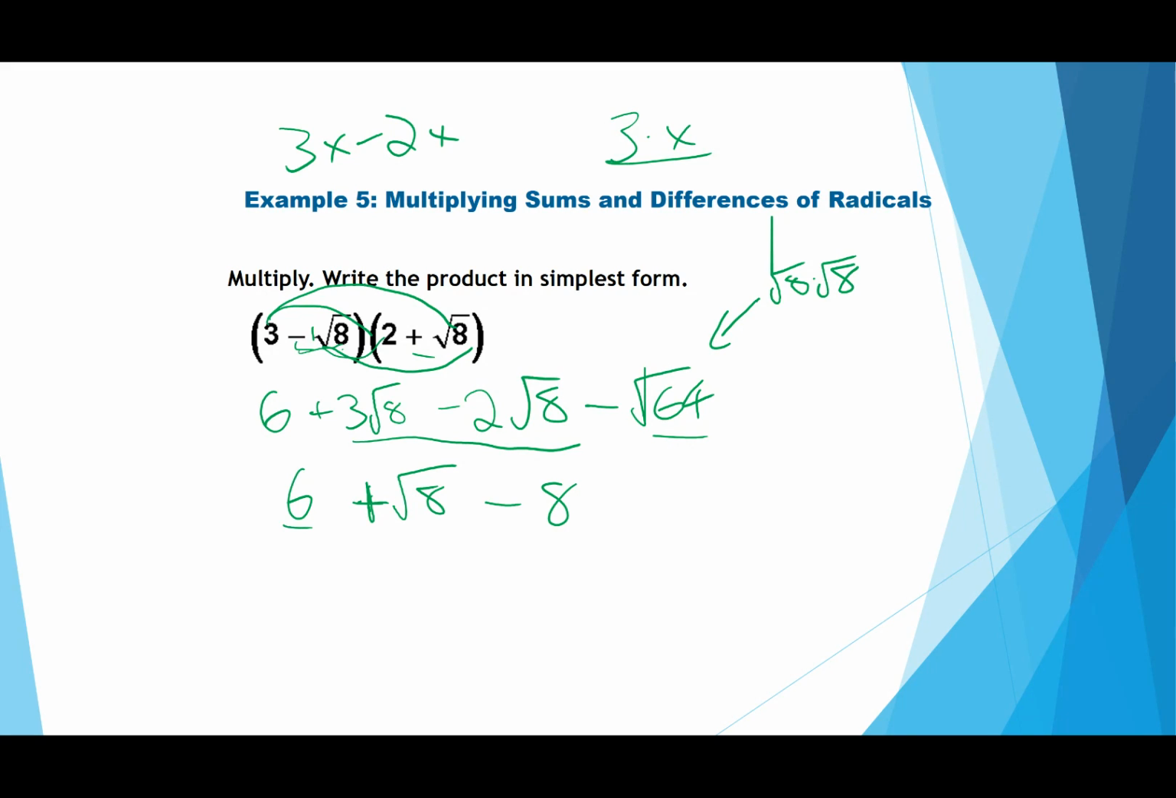And then you've got first and last terms you can combine. 6 minus 8 is -2. So those two combined to make -2. And then you can just bring down the square root of 8.